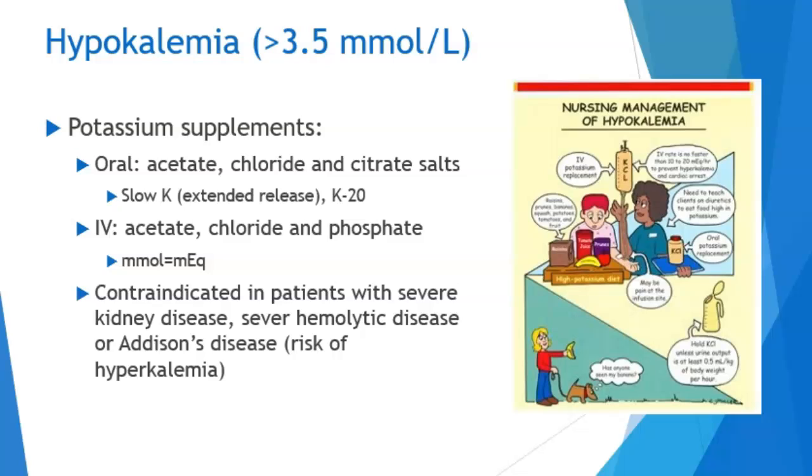So contraindicated would be our patients with renal disease. Again, they would tend to be hyperkalemic, so we wouldn't want to aggravate that. And if they had a severe hemolytic disease where you're having a lysis of a cell, that would be contraindicated because the potassium is being released out of those cells. So we want to make sure that those patients aren't getting potassium supplements.